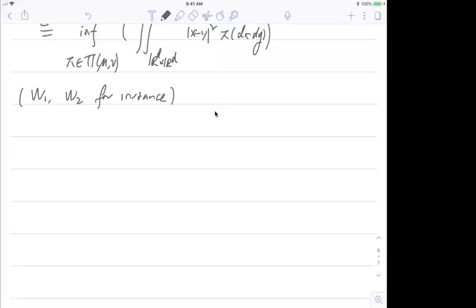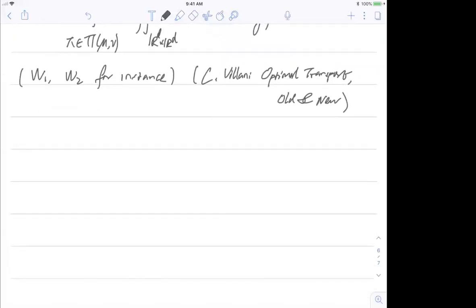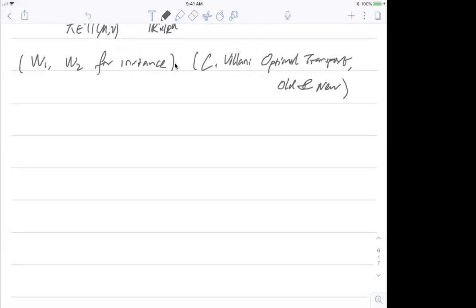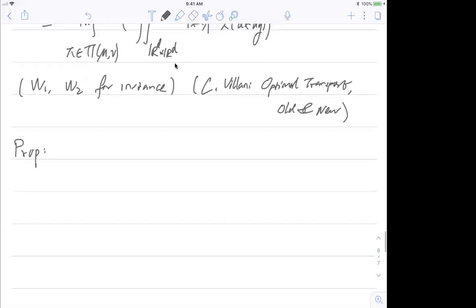Okay. So if you want to see more details, there's a very well-known book by Cedric Villani. He has two books, but this one covers everything: Optimal Transport, Old and New. But here we will use the W1 distance. So we will need a proposition which gives the duality formulation of the W1 distance.